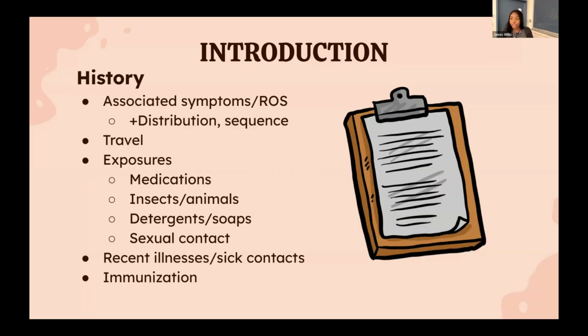So in terms of your history, you want to make sure that you're getting a very thorough history, including your associated symptoms, fever, URI-like symptoms, bloody stool, anything that can help you narrow down your diagnosis, asking about the distribution of the rash, the sequence, so where it started and where it's going now, if there was a fever prior to or during, whether there's been any travel, exposure to medications, insects, new detergents, soaps, and even sexual contact, as we can see in Ghana. And then recent illnesses or sick contacts and immunization history.